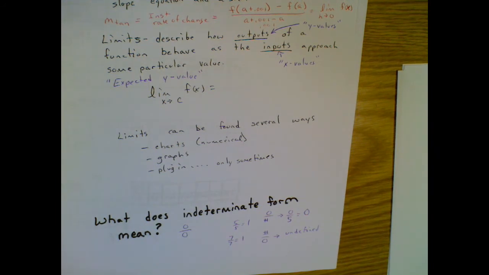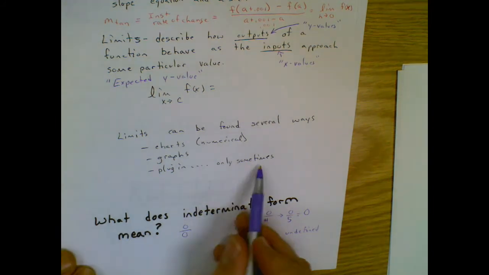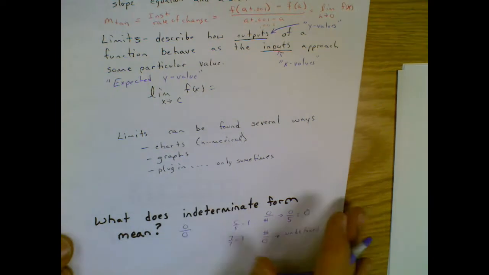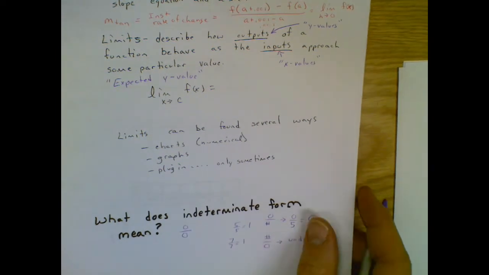It's not always the y value. Sometimes it is. Sometimes it's not. When you plug it in, you get a y value. Sometimes that's the limit. Sometimes it's not. It's the expected y value. Let's look at page 2.